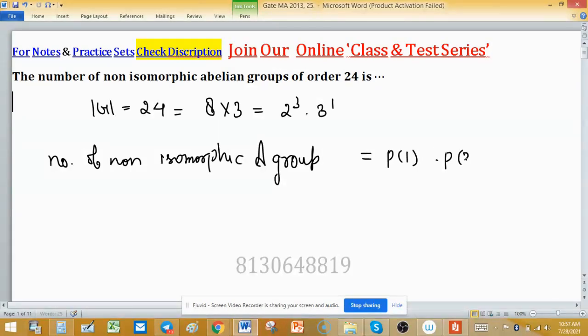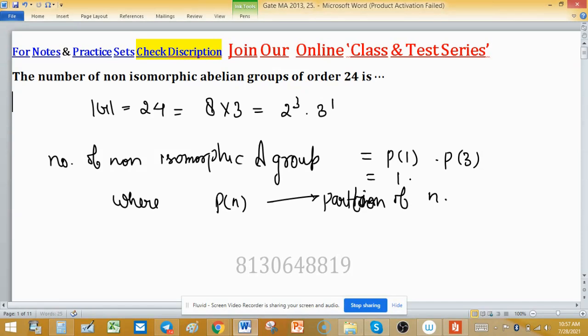P(1) times P(3), where P(n) is the partition of n. So the partition of 1 is 1 and the partition of 3 is 3. So 1 times 3 is 3. So 3 will be the answer, meaning 3 non-isomorphic abelian groups exist for a group of order 24.